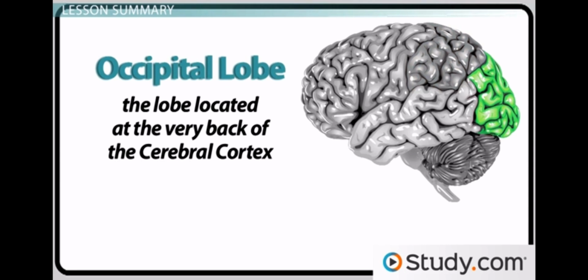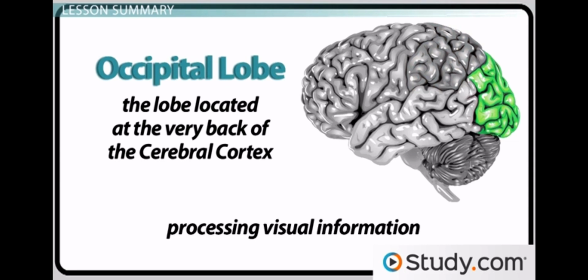And finally, the occipital lobe is the lobe located at the very back of the cerebral cortex right here. It appears to be important for processing visual information.